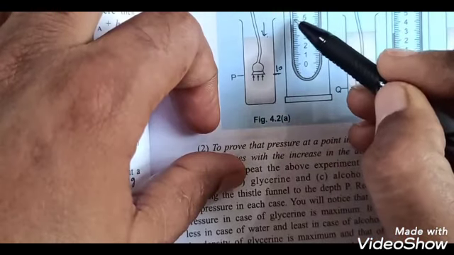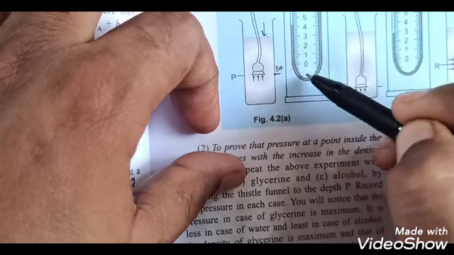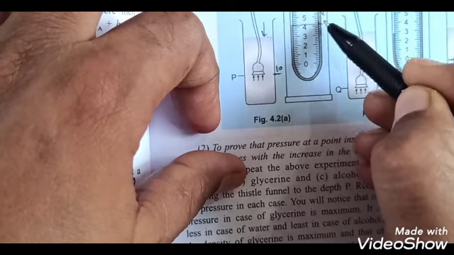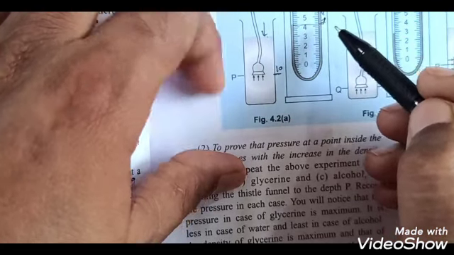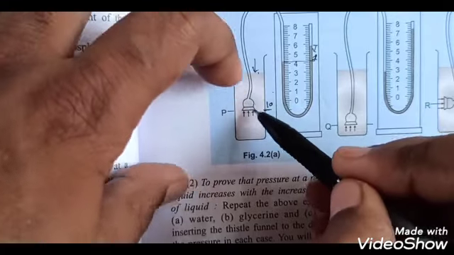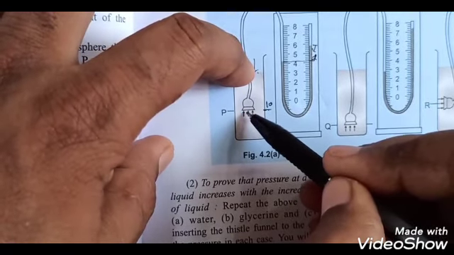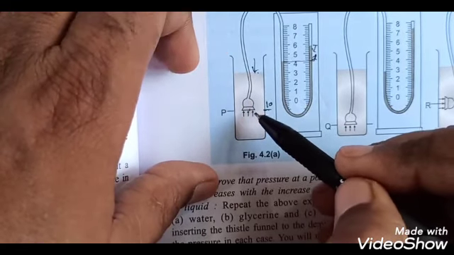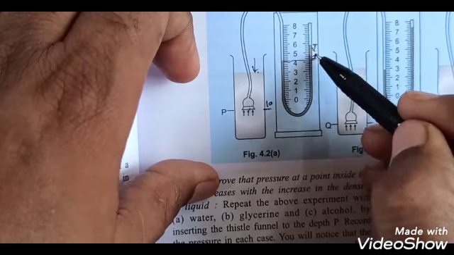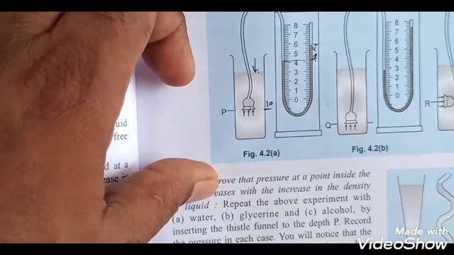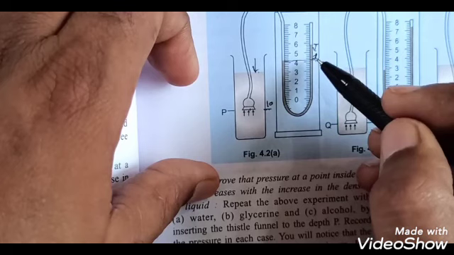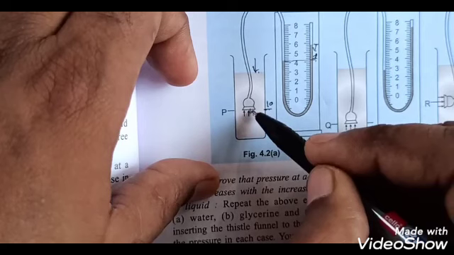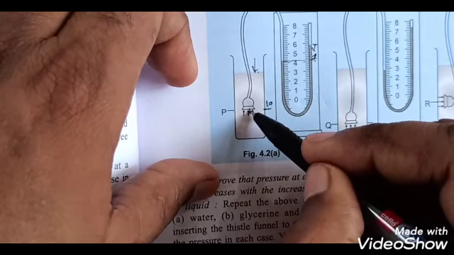Therefore the level of liquid in A limb comes down and B limb goes up. The difference in level in both limbs will be the measure of the pressure due to this depth of the liquid. Whatever pressure is applied by 10 centimeter depth of the liquid, the same will be shown here. Right? So the difference in the level of liquid in both the limbs is the measure of pressure of the liquid in the vessel.